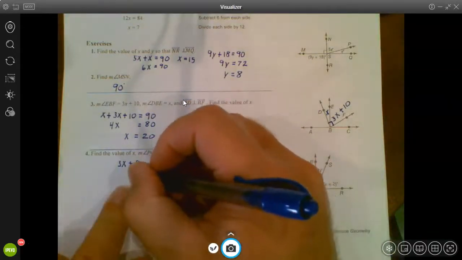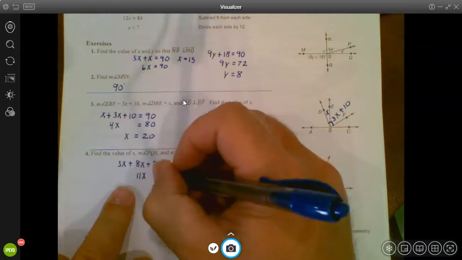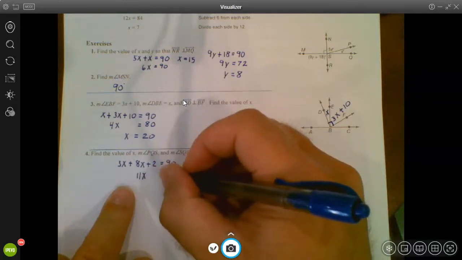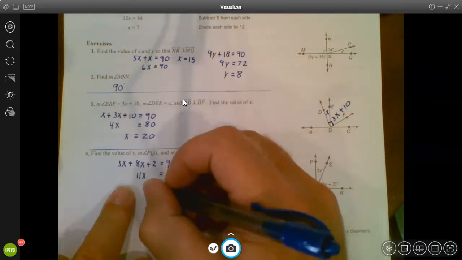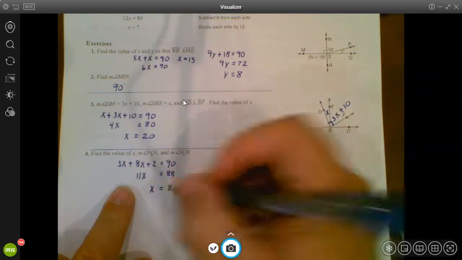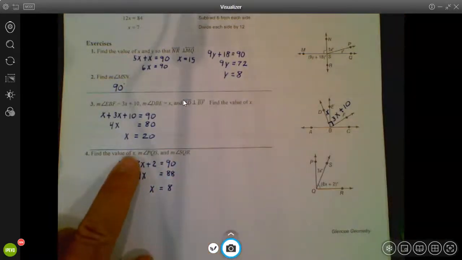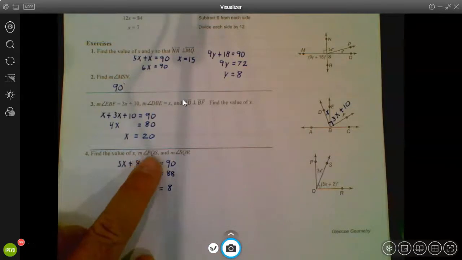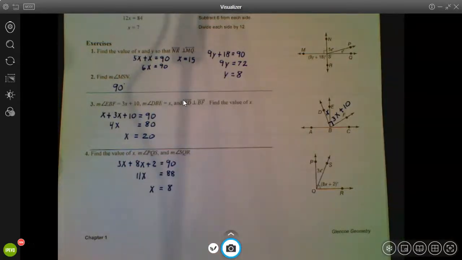So 11x, when I combine like terms, subtract 2 from both sides. So x is 8. So that's the first part. Just be careful, especially on a test. If you are asked for something more, don't forget that. It is really a common issue in here. That's why you hear me keep saying it in these lessons.